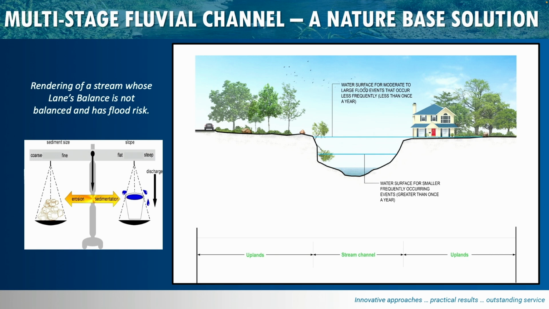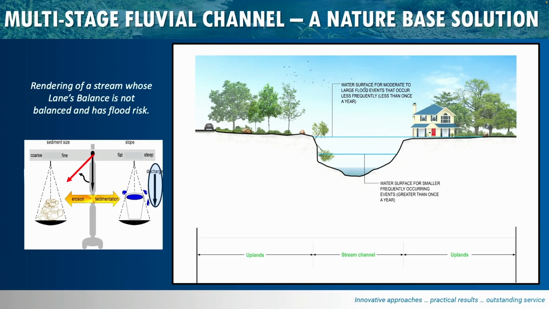This is an example of where Lane's balance is not balanced, where the erosion potential in the stream, that shear stress we've talked about previously, is now dominating. So the scale has gone down on the right side, moving that black arrow over to the left. So what we want to do is compensate for that. With our discharge filling up into our cup, the scale on the right side has gone down, and that black arrow has swung over to the left.